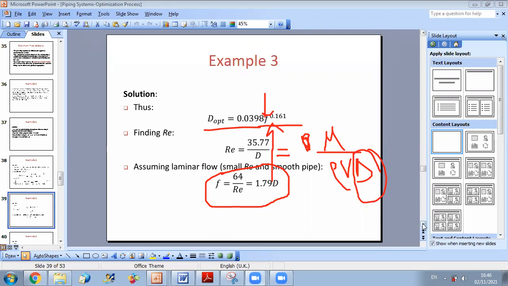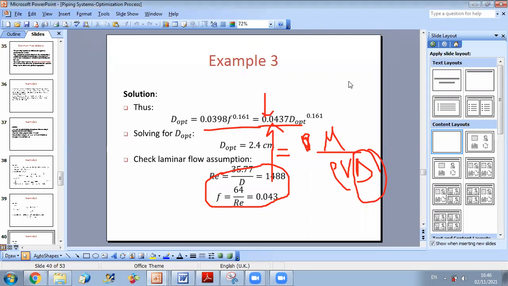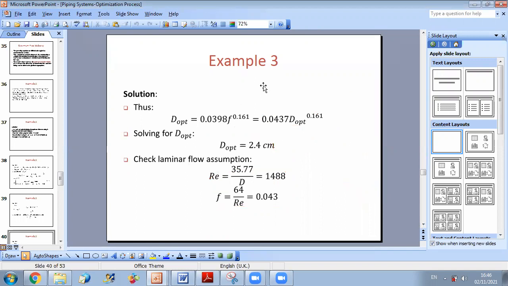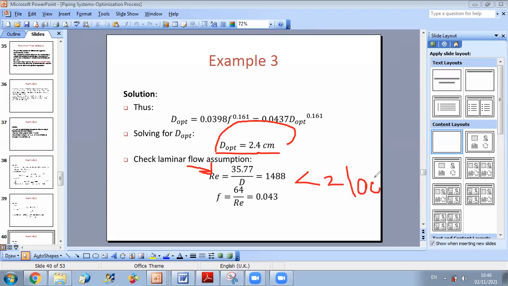Okay, so in case the flow is laminar, the solution will be straightforward, because for a smooth pipe the friction factor is 64 over Reynolds. After I get D optimum, I want to make sure my assumption is true, so I should check the Reynolds number. For this value of D, if I plug in, I get that Reynolds is 1,488, which is smaller than 2,100. So my assumption was right, and it's really a laminar flow.